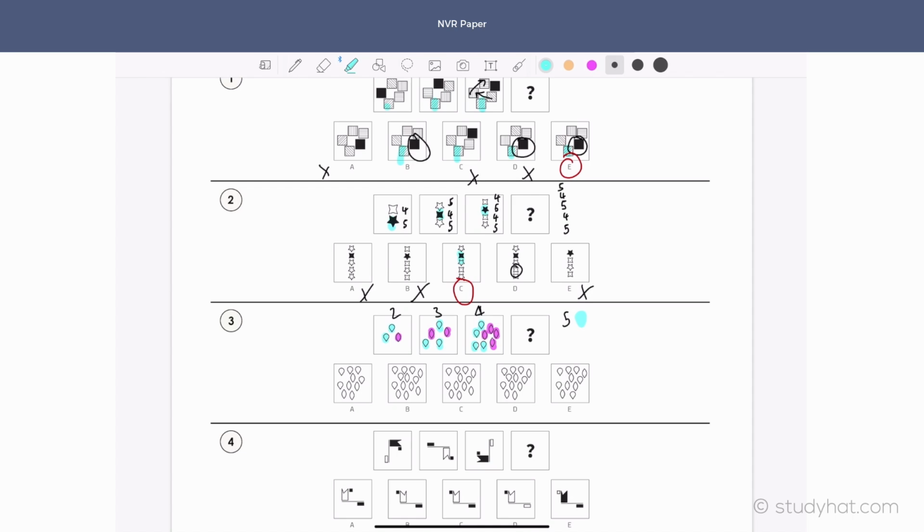So let's see what we can get rid of. This has got 1, 2, 3, 4, 5. Could be that. 1, 2, 3, 4, 5, 6. It's not this one. 1, 2, 3, 4, 5. Could be this one. 1, 2, 3, 4, 5, 6. Nope. 1, 2, 3, 4, 5, 6. No, okay, so we're down to 2.